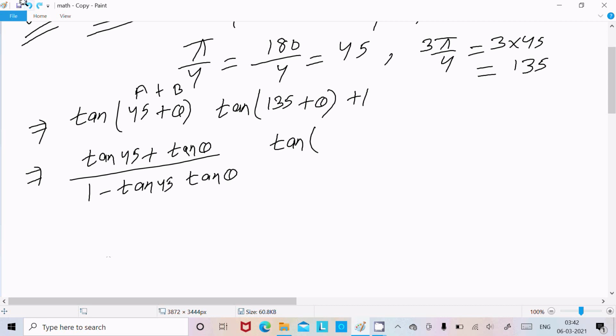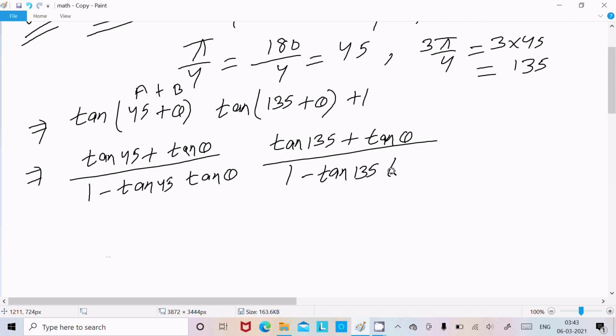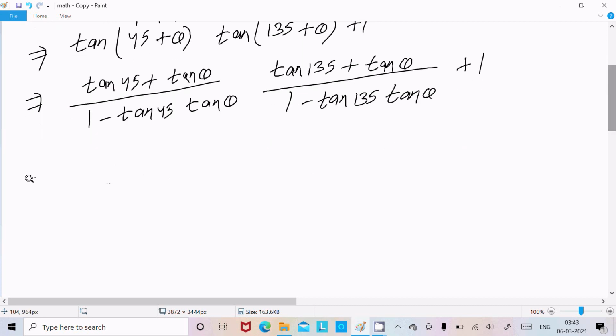Now here, for tan(135 + θ), we can write tan 135 plus tan θ divided by 1 minus tan 135 tan θ, plus 1. Now hereafter the next is, the value of tan 45 is 1. So we can write (1 + tan θ) divided by (1 minus 1 into tan θ).